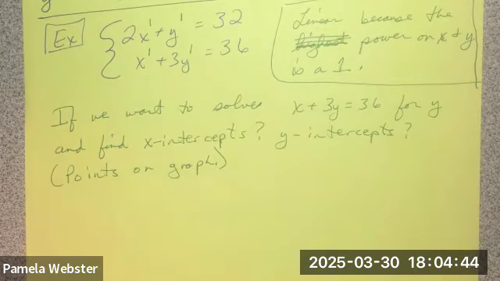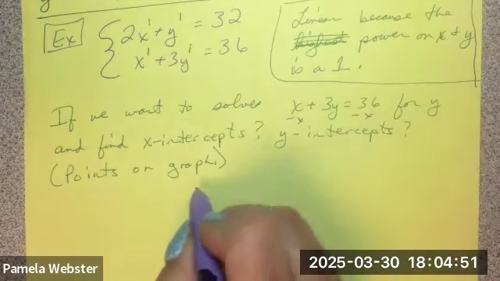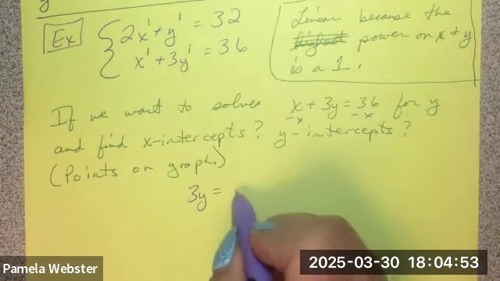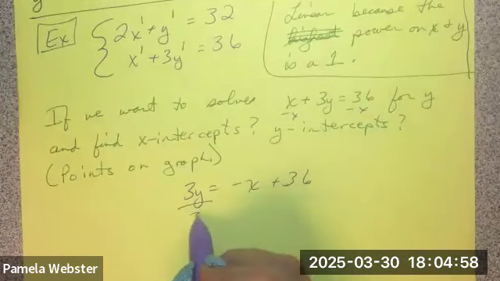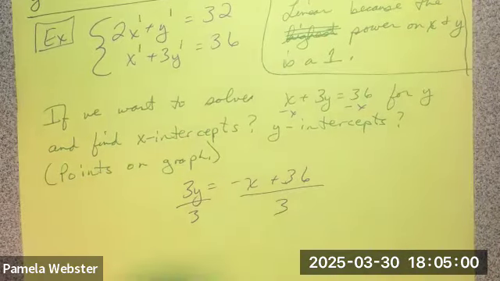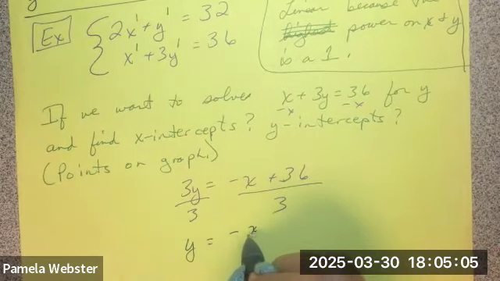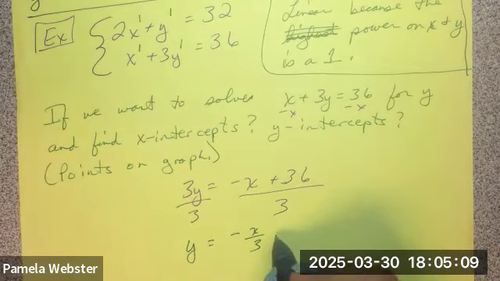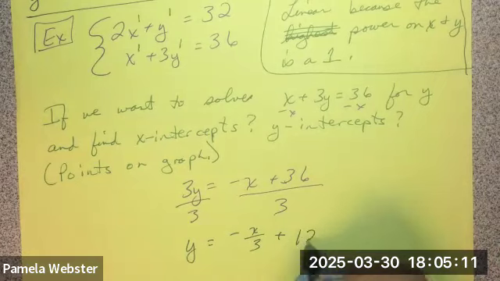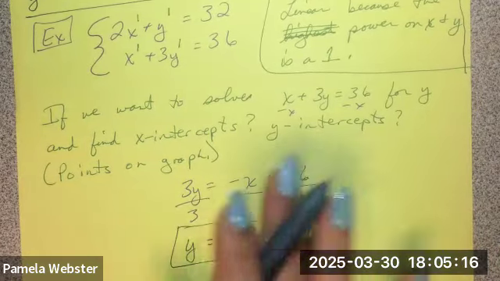But what we would normally do in a situation like this is get the y by itself. So I'd subtract the x off both sides. 3y equals negative x plus 36. And then we would divide by 3 on both sides, right? And we'd come out of this with y equals negative x over 3, or you could say negative 1/3 x, plus 36 over 3, which is 12, right? Okay, now that's not my solutions to this equation.